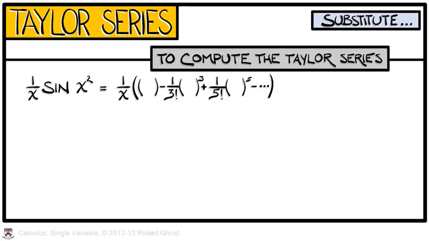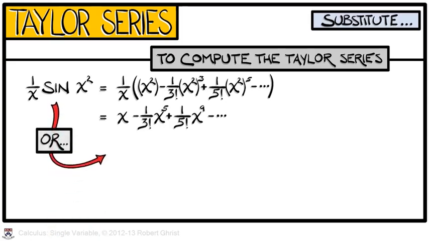If instead of using sine of x, we use sine of x squared, plugging in x squared into the Taylor series for sine of x, and then multiplying that by 1 over x, well, we obtain something that is going to work. A little bit of simplification gives x minus x to the 5th over 3 factorial plus x to the 9th over 5 factorial, etc.